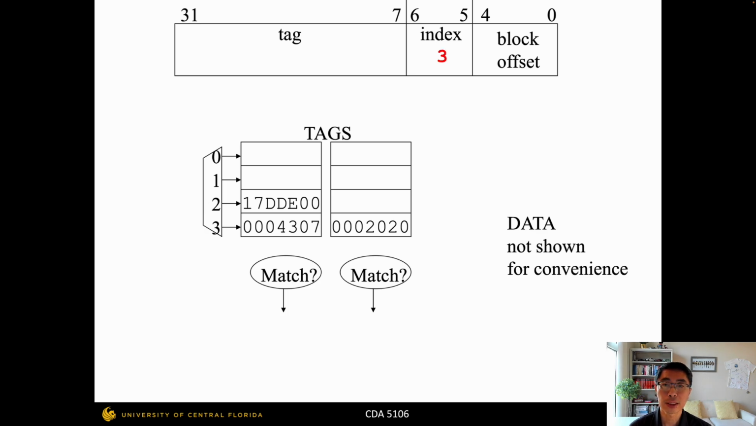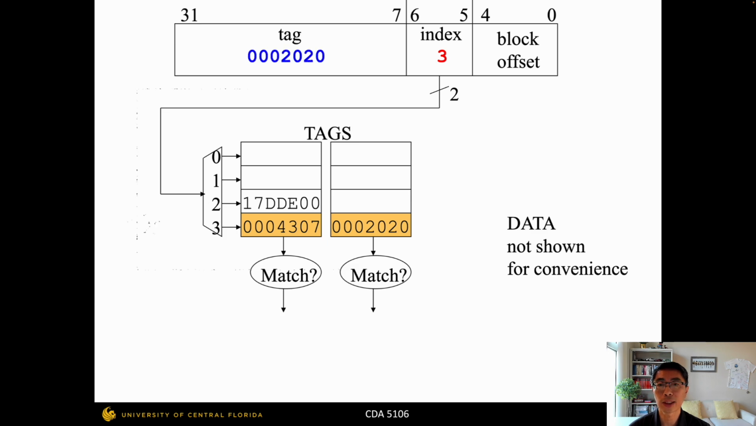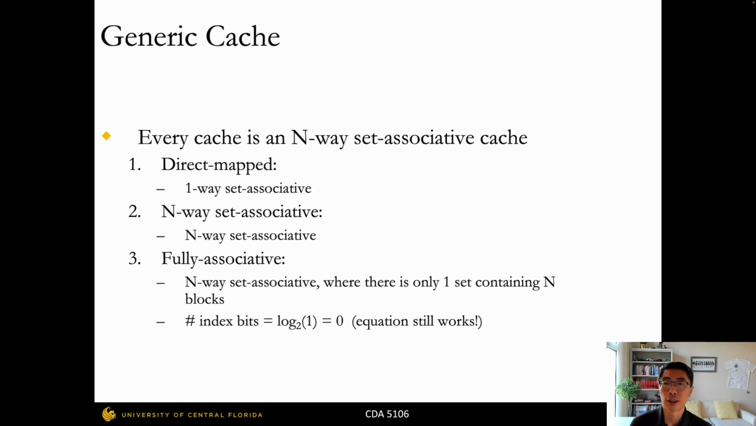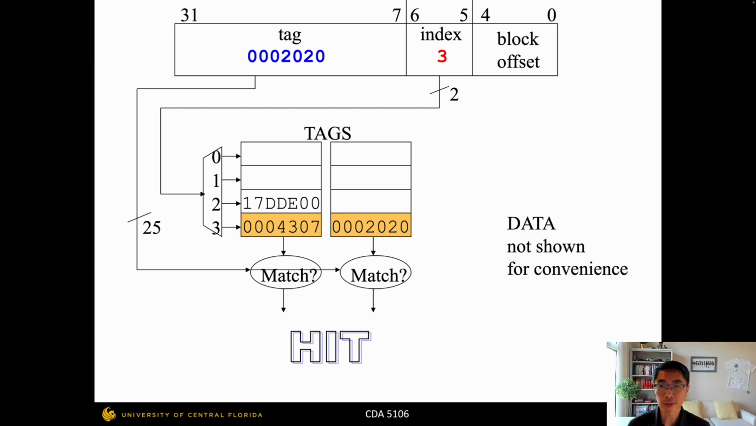And next we have access to set 3. So we read out set 3, both tags, and compare the tags. And in this case, we have a cache hit. All right, so basically this is the end of the animation.